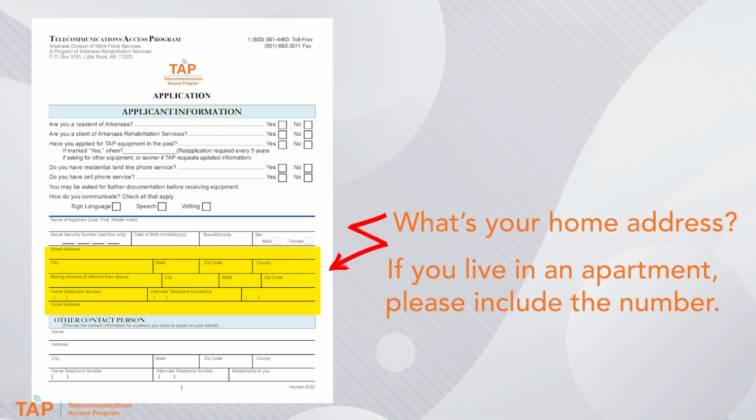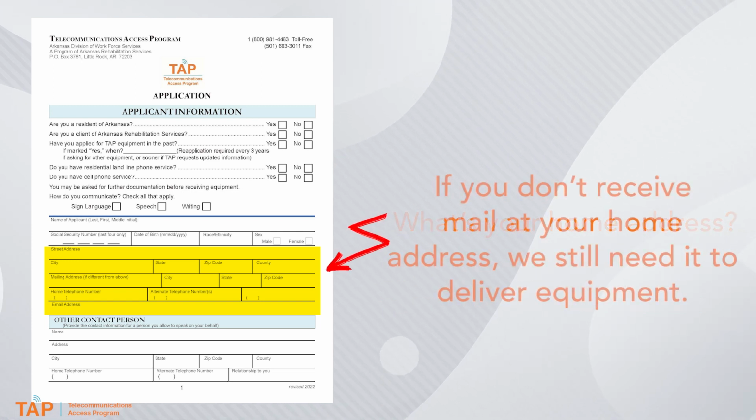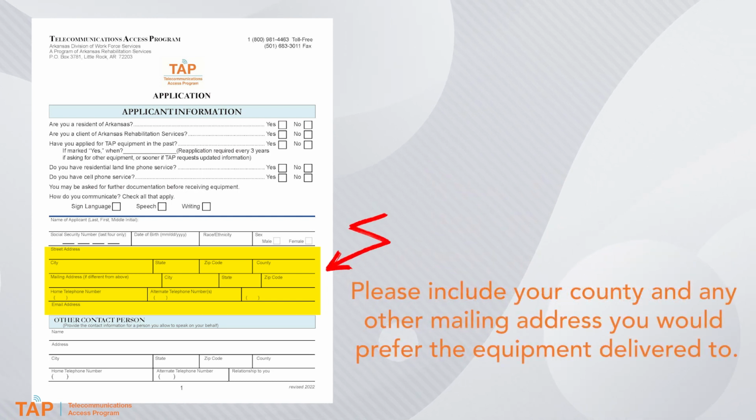This is the address where your house or apartment is located, even if your mail is delivered elsewhere. This is required because much of our equipment is delivered by UPS and they will not deliver to a P.O. Box address. Please include the county where you live. If you have a different mailing address, please write that down.